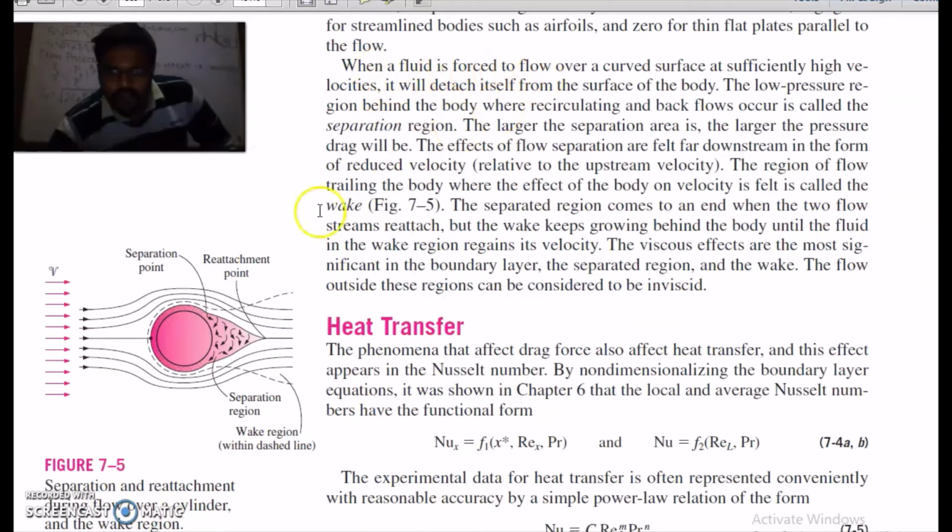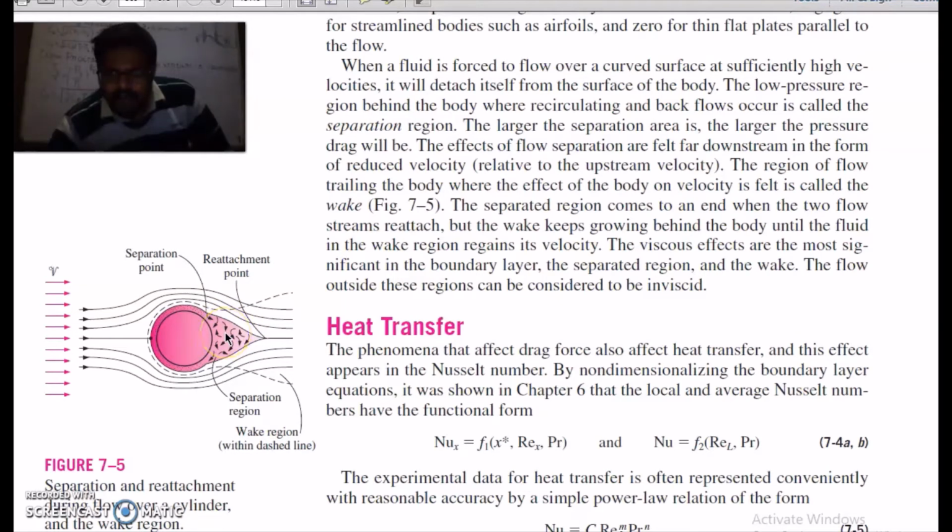When a fluid is forced to flow over a curved surface at sufficiently high velocity, it will detach itself from the surface of the body. The low pressure region behind the body where recirculating and backflows occur is called the separation region. The larger the separation area, the larger the pressure drag will be. It will cause drag also.